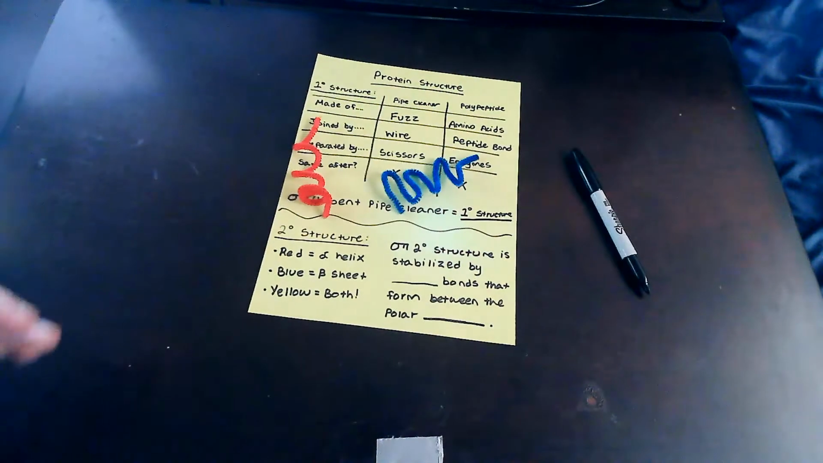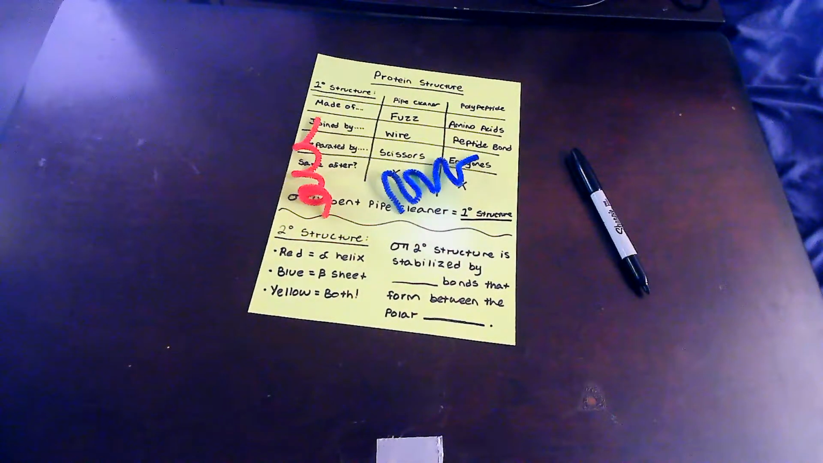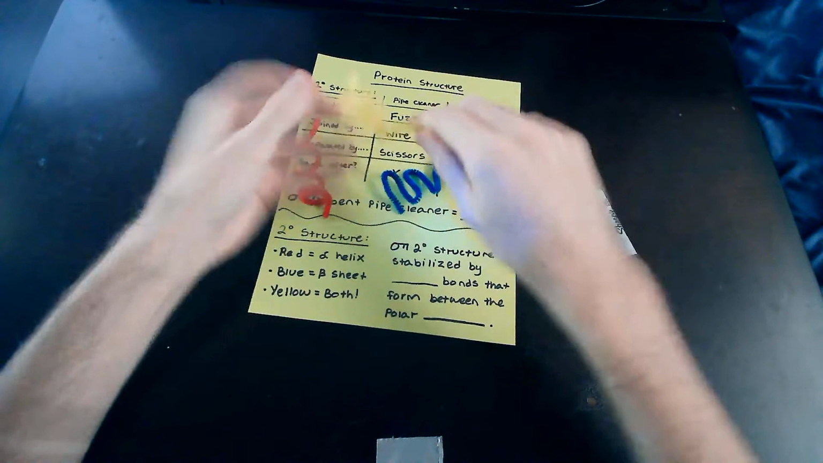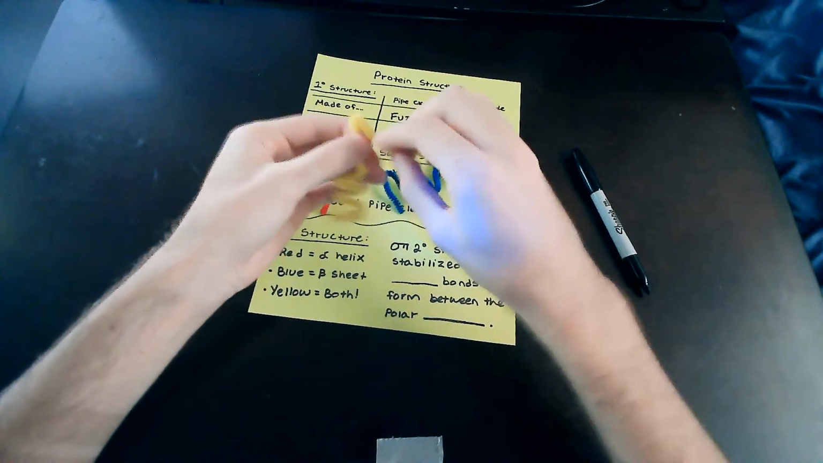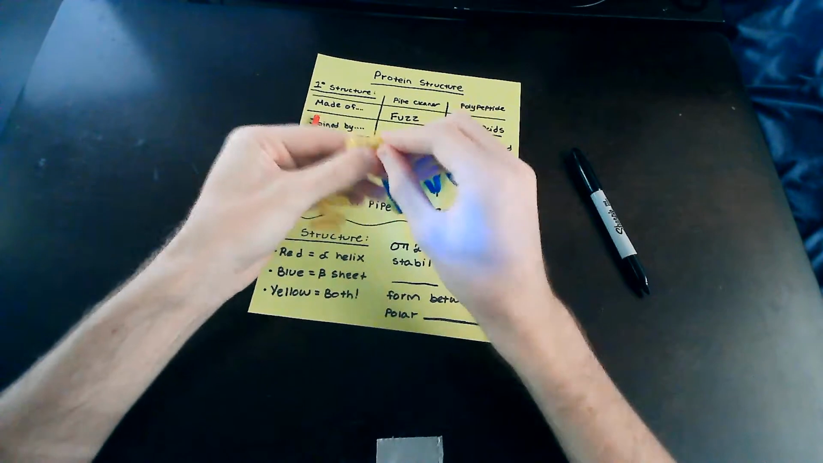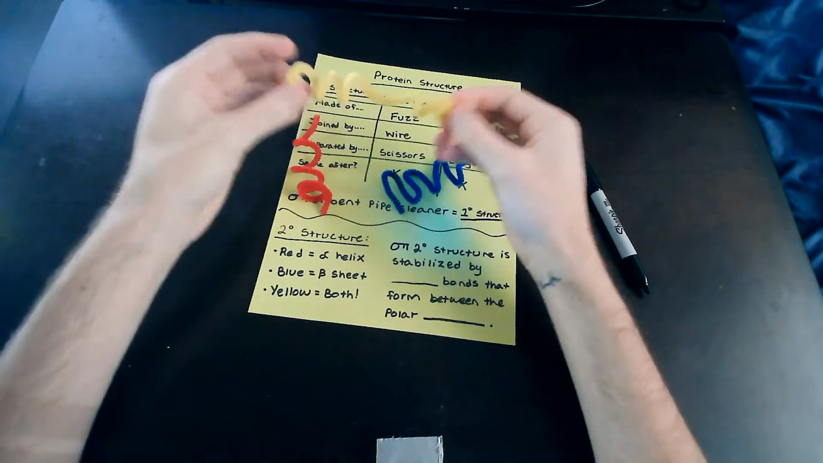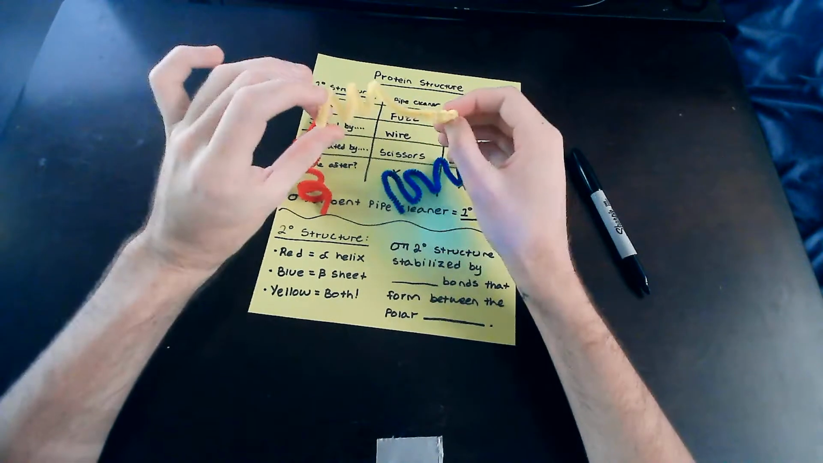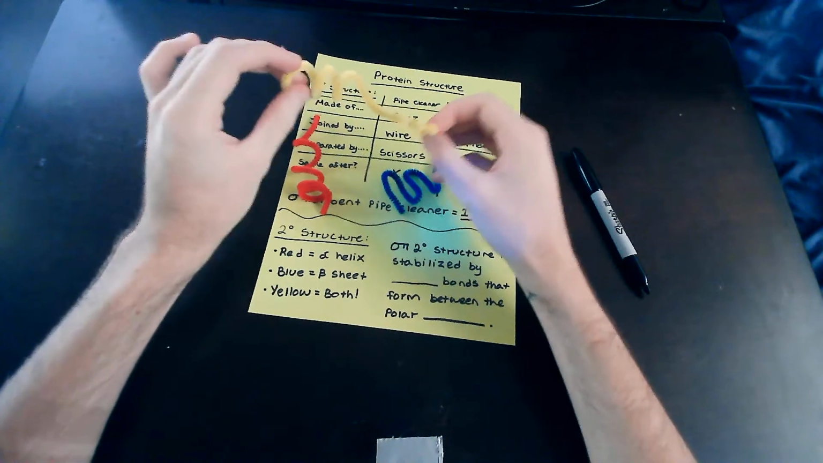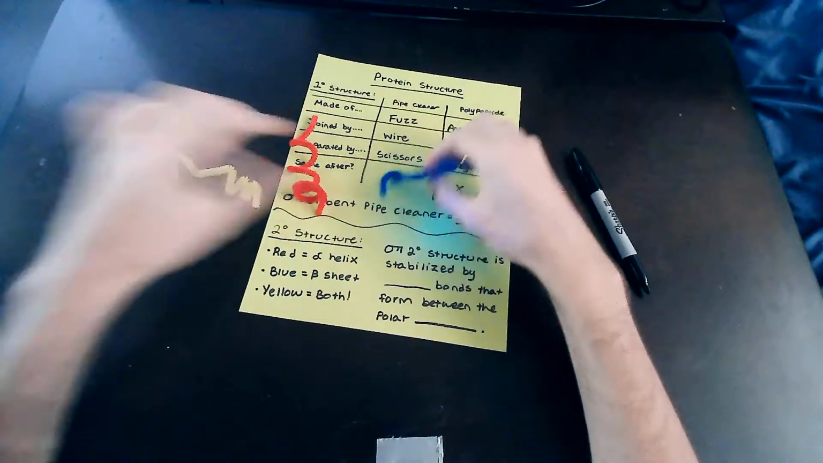And then on one of these yellow pipe cleaners, we're going to try and do both. We're going to make a little bit of an alpha helix and then just a bit of a beta pleated sheet to show that these can happen in the same polypeptide. Just depends on what amino acids are in there, right? So secondary structure depends on the primary structure, the sequence of amino acids.